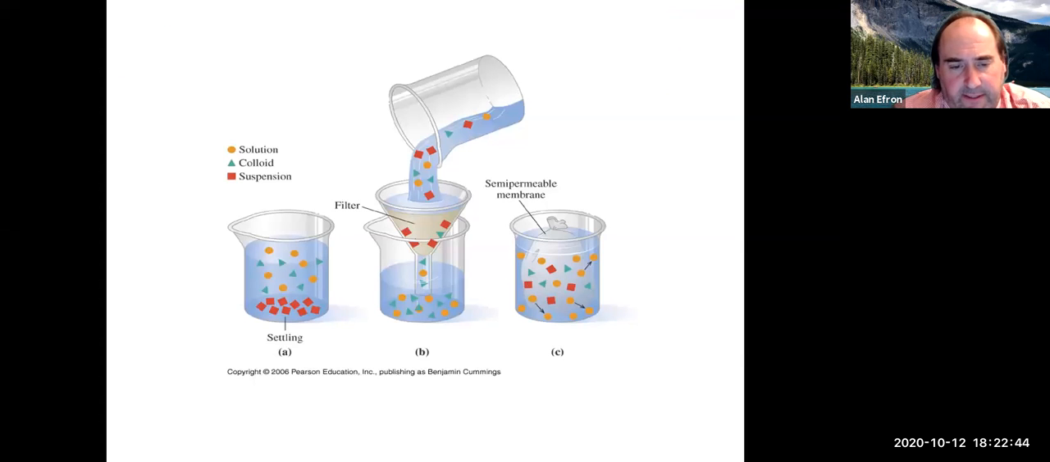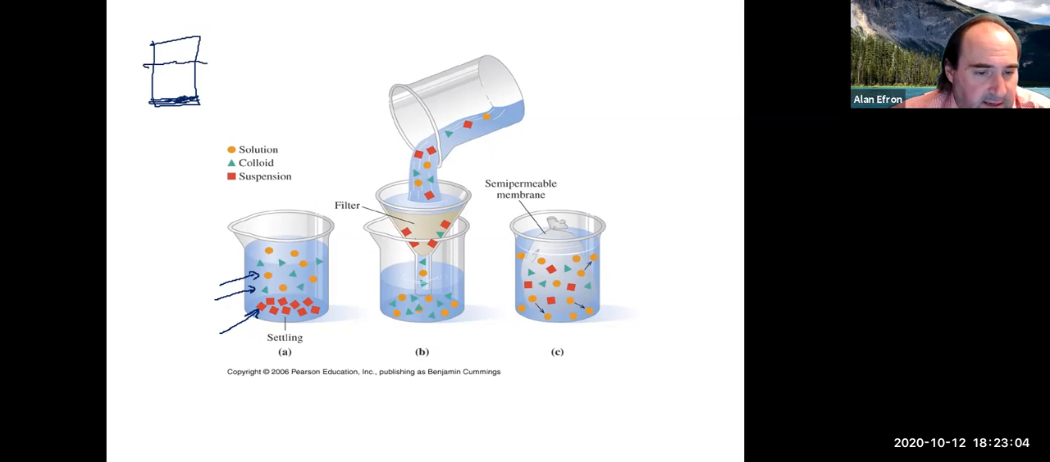So for example, here's an idea. We have solution, which are the circles. They are floating around. They really don't settle out. Neither do the little triangles, which are colloids, but suspensions do. A lot of medications come as suspensions. There you could definitely see things on the bottom, and you've got to give it a good mix before you use it. So you can see that suspensions really do settle out.